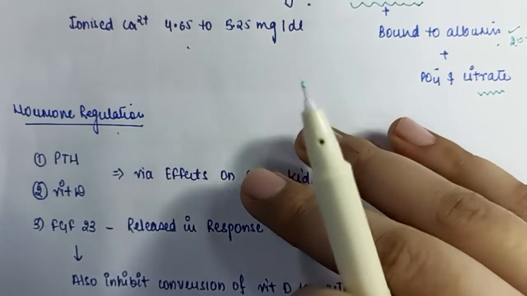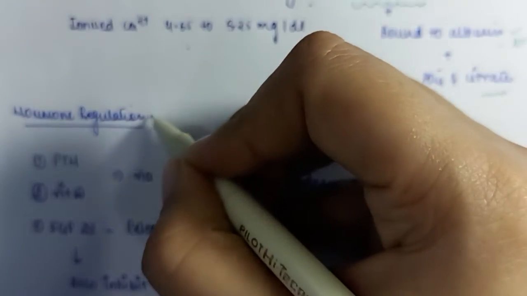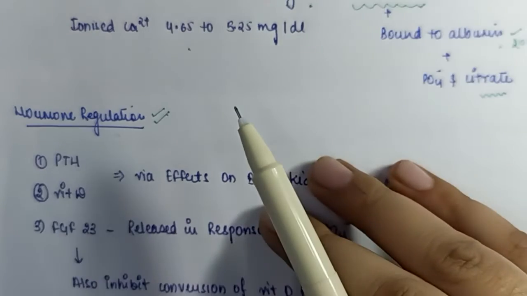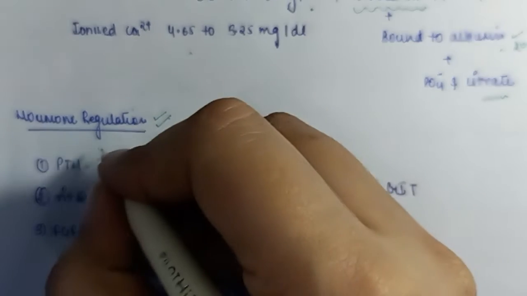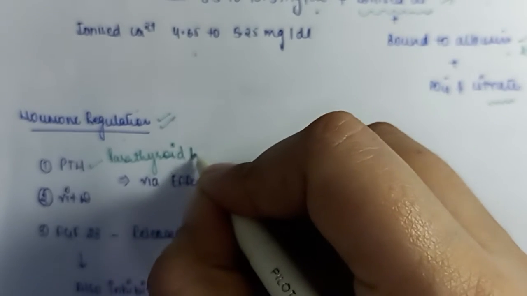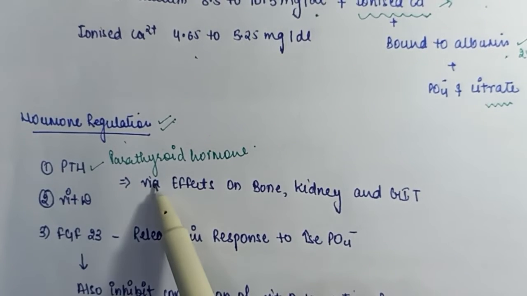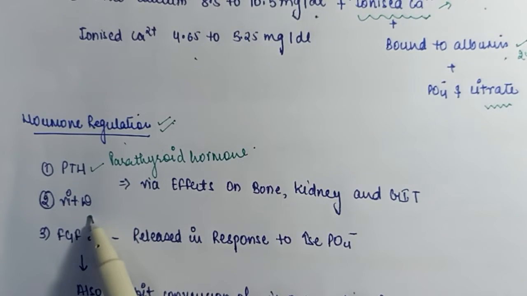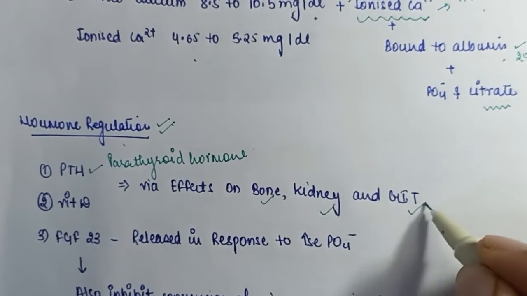So what are the things that are responsible for calcium regulation in our body? The most important is hormonal regulation. What are the various hormones which control calcium levels in our body? First and most important is parathyroid hormone. Parathyroid hormone and vitamin D have a very crucial effect in regulation of calcium. Parathyroid hormone and vitamin D regulate serum calcium level via effects on bone, kidneys and GI tract.